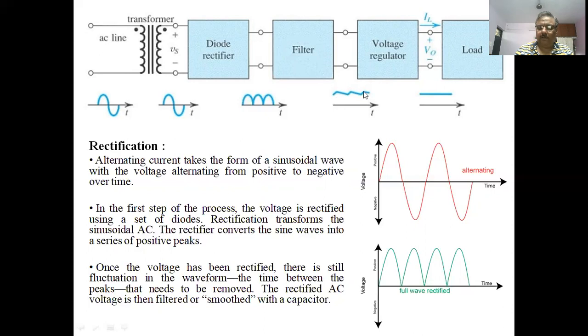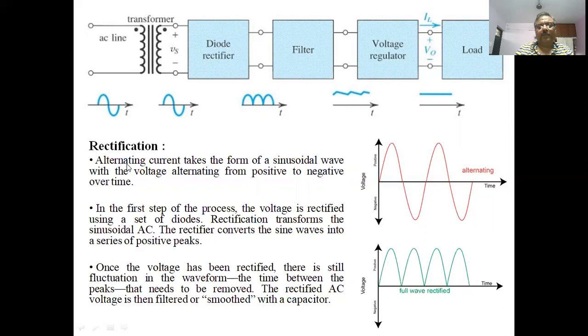After this stage, there is another stage of voltage regulation that makes it a perfect straight line, that is a perfect direct current. In the present experiment, we will not be dealing with this voltage regulation stage. We will be only concerned with the rectification, the filtration, and after filtration, we will be feeding it to the load. And the load we will be using will be a resistance in our case.